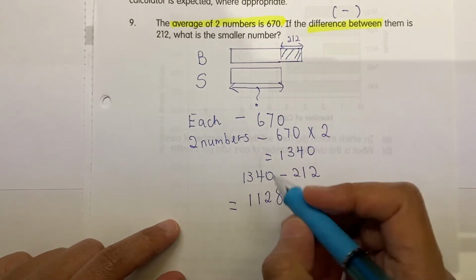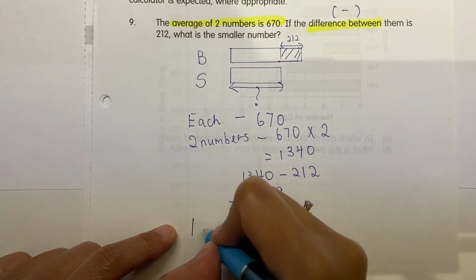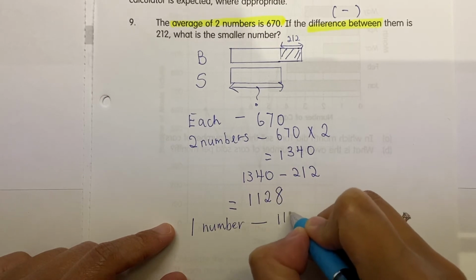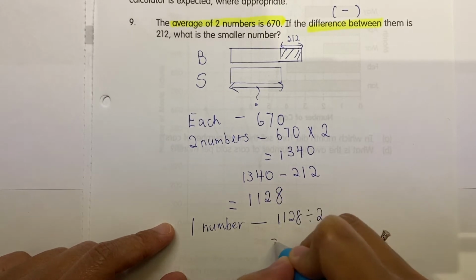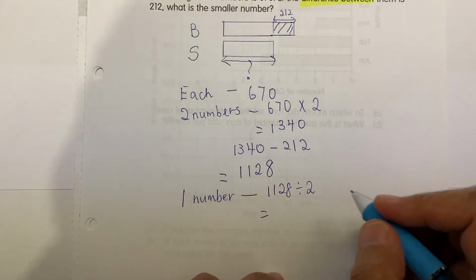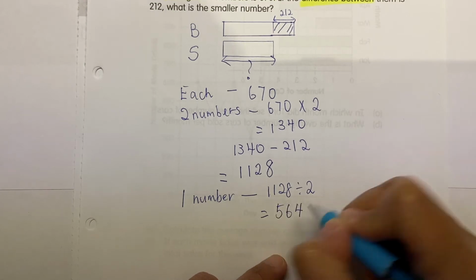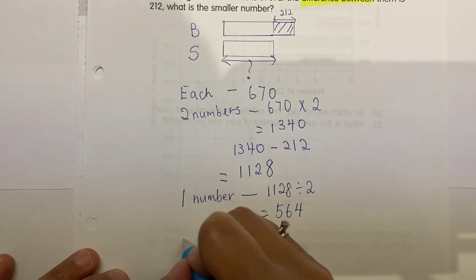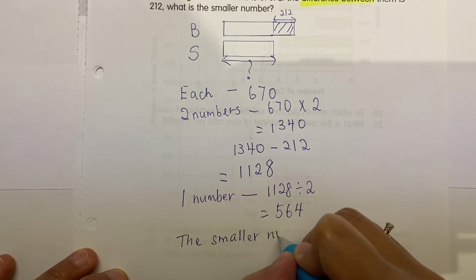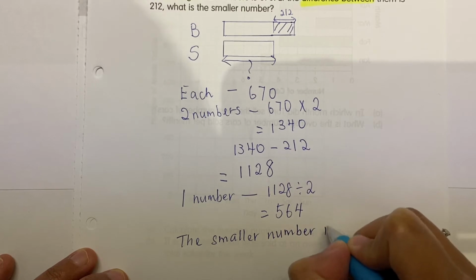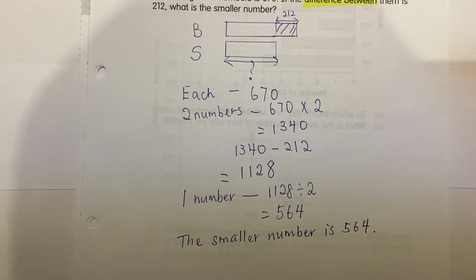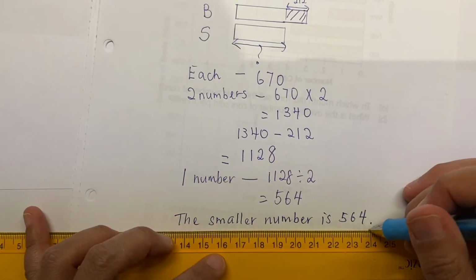Okay, right, so now how do you find for each number? All right, so here you just take one number will be 1128 divided by 2, and your answer is 564. Okay, so what is the smaller number? The smaller number is 564. Okay, so that's your final answer.